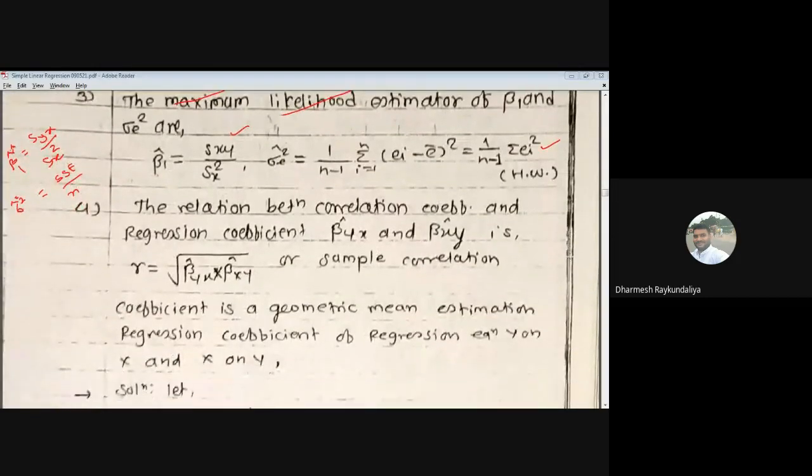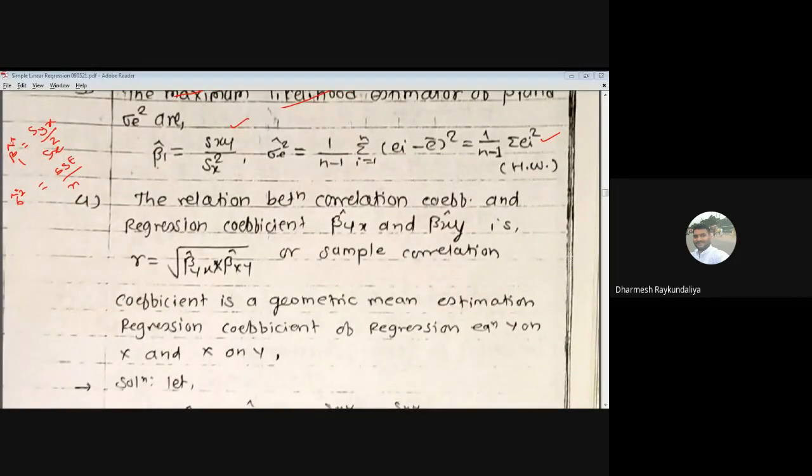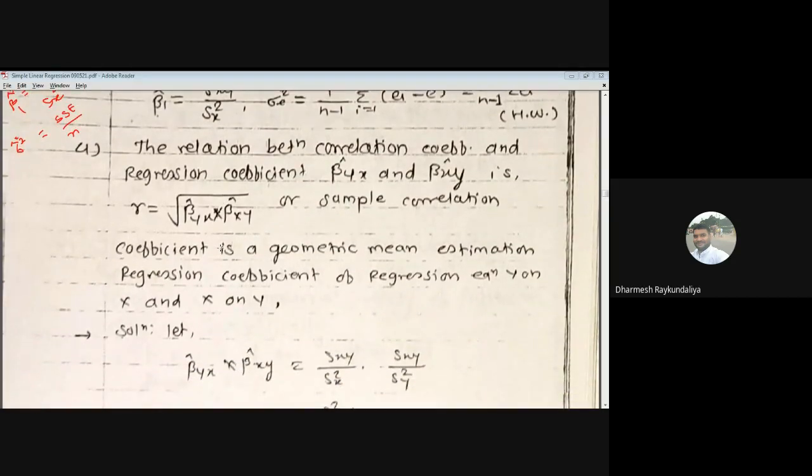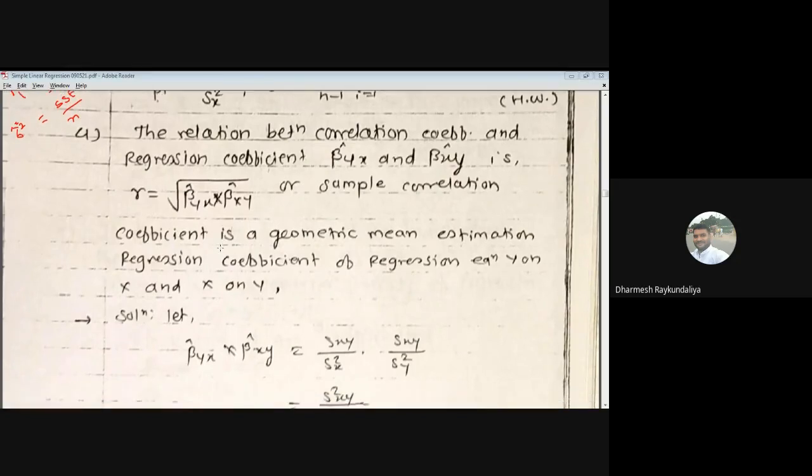The relation between the correlation coefficient and the regression coefficient: we know that R is the geometric mean of the regression coefficients. Why geometric mean? Because it is beta yx into beta xy, two terms raised to the power 1 by 2. The simple correlation coefficient is the geometric mean of the regression of y on x and x on y.